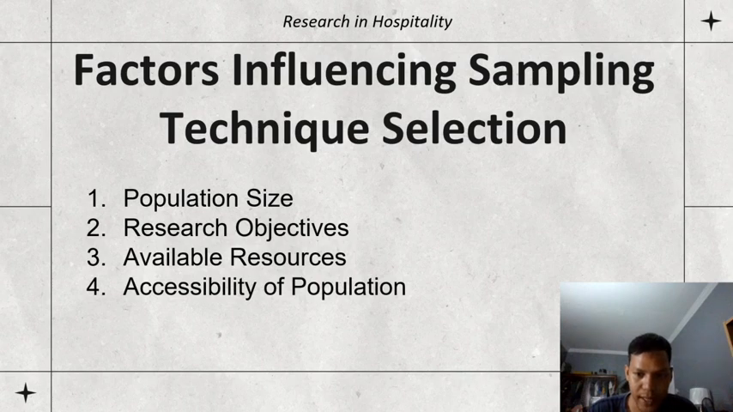The fourth one is the accessibility of population. Some populations may be difficult to reach. That is why it also affects the choice of our sampling techniques. So you need to consider these four factors: population size, research objectives, available resources, and accessibility of population before you decide which sampling technique you're going to use in your study. Again, these sampling techniques can be found in your research methodology.